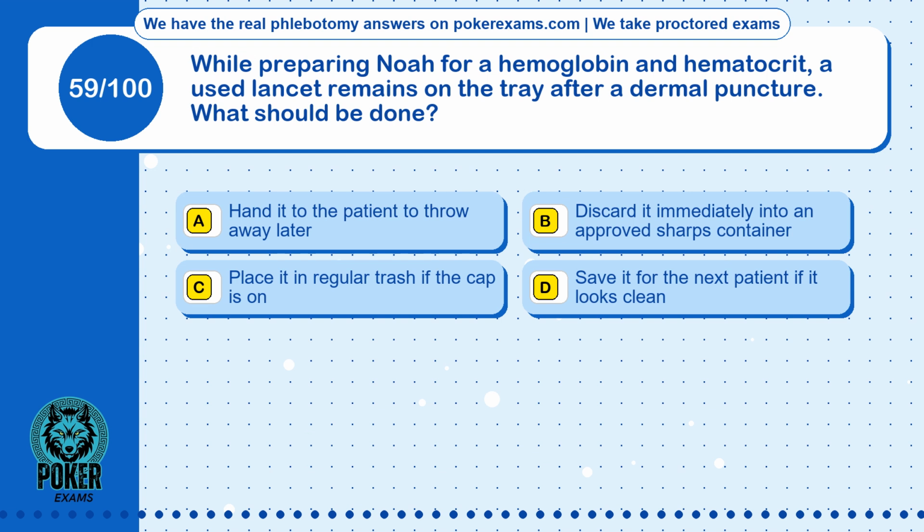Question 59. While preparing for a hemoglobin and hematocrit, a used lancet remains on the tray after a dermal puncture. What should be done? Option A. Hand it to the patient to throw away later. Option B, discard it immediately into an approved sharps container. Option C, place it in regular trash if the cap is on. Option D, save it for the next patient if it looks clean.